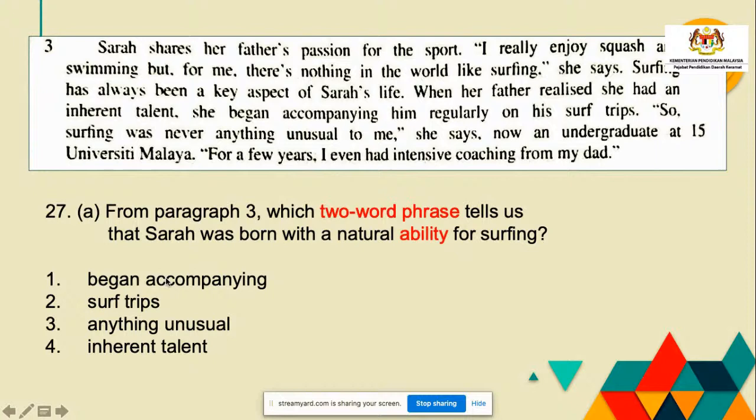Number one is an action. Number two, surf trips. Trips, you pergi somewhere. Is that an ability? Is that a natural ability? No. So number two is wrong. Three, anything unusual. This is not related to natural ability, right? So the answer accepted is inherent talent. Bakat yang diwarisi. Maksudnya bakat tu dah semula jadilah. Sama lah maksudnya dengan natural ability. So that's why the answer for this question is inherent talent.